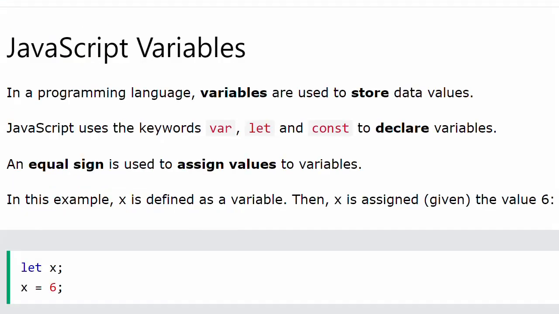In a programming language, variables are used to store data values. JavaScript uses the keywords var, let, and const to declare variables. An equal sign is used to assign values to variables. In this example, x is defined as a variable, then x is assigned the value 6. So here we have two statements. In the first statement, we are declaring a variable x, and in the second statement, we are initializing it with 6.